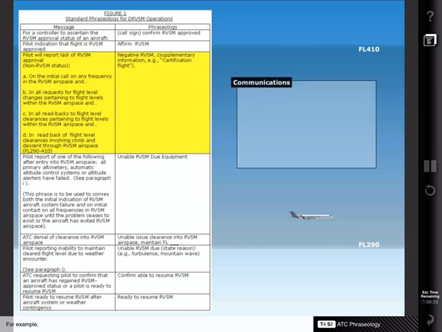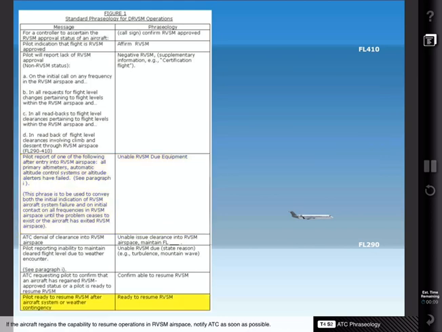For example, "Center, Aerosim 1532, flight level 310, negative RVSM, certification flight in progress." If equipped for flight in RVSM airspace and a failure occurs after entry, report any affected system to ATC as soon as possible. "Unable RVSM due to altitude alert malfunction." If the aircraft regains the capability to resume operations in RVSM airspace, notify ATC as soon as possible.